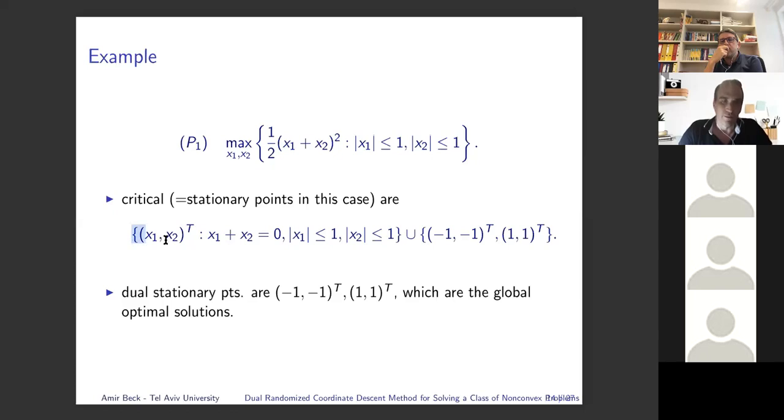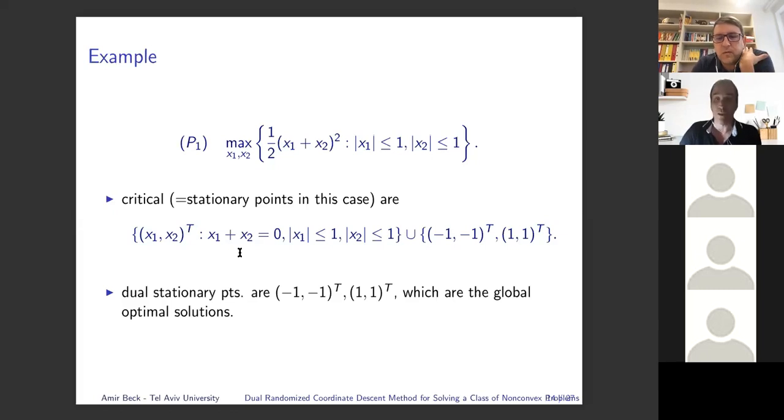And this is all the critical points. So we have -1, -1, and 1, 1, both of which are, of course, the optimal solutions. But we also have this line segment of all the vectors that sum up to 1 and with components which are bounded by 1 in absolute value.